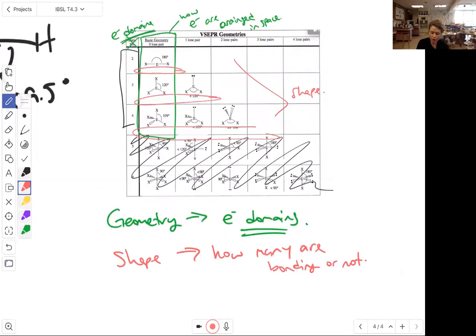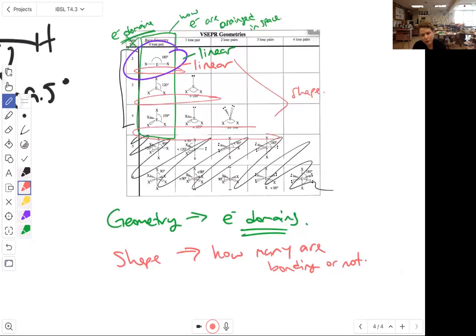Right? So if we have, I'll go purple, right? If we have this first guy here, it's going to have 2 electron domains, and it's going to have no lone pairs. This is all around the central atom. Everything is focusing on the central atom. And so it's going to have 180 degrees. The geometry is going to be linear, and the shape is also going to be linear, okay?